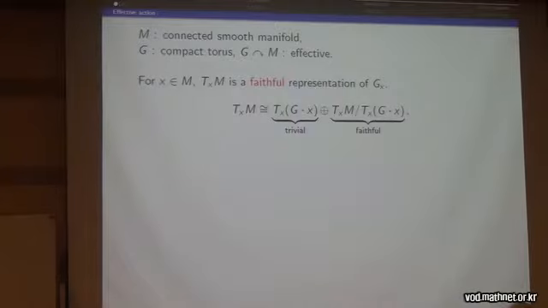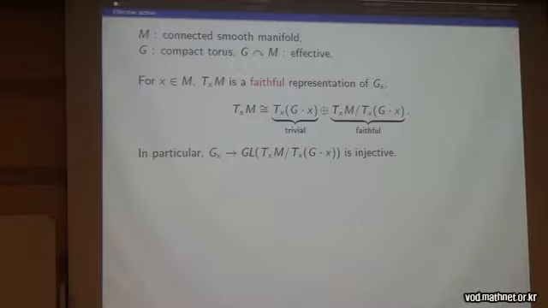For a point x in M, the tangent space is a faithful representation of the isotropy subgroup G_x. And the tangent space T_xM is decomposed into the following subspaces. One is the subspace tangent to the orbit. This is a trivial representation of G_x because G is abelian. The other one is the normal part. This is faithful because the whole space T_xM is faithful.